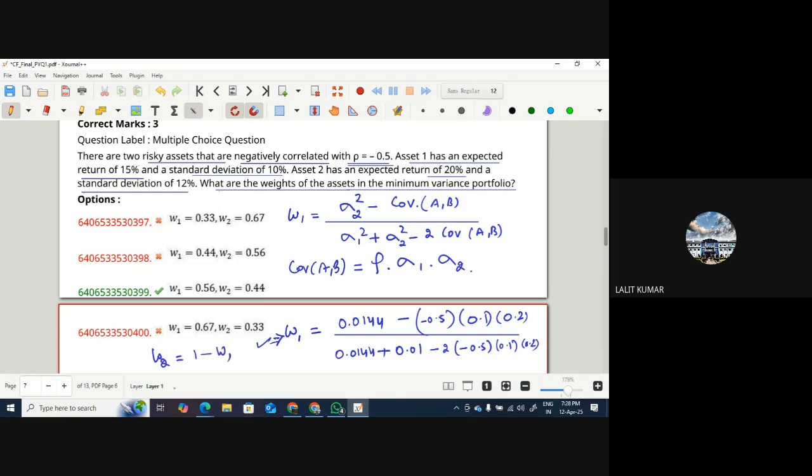Is this okay? Yes, sir. Okay. And in my last session, I had explained that if you forget this formula, still by using the variance formula, you can still find the answer. Okay.